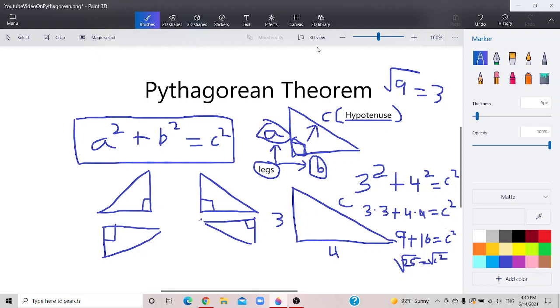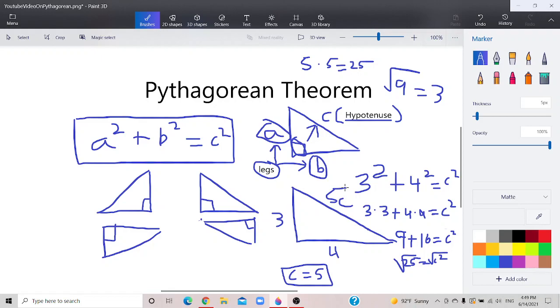Well, we know that 4 times 4 is 16. So let's try 5 times 5. 5 times 5 is in fact 25. So our answer is C, whoops, let me erase that. C equals 5. Okay, so we're able to solve a Pythagorean theorem problem.